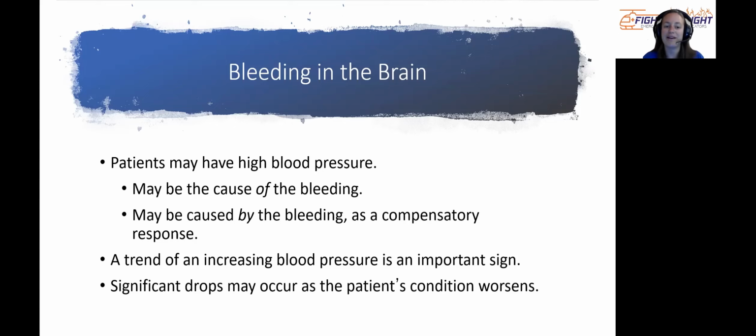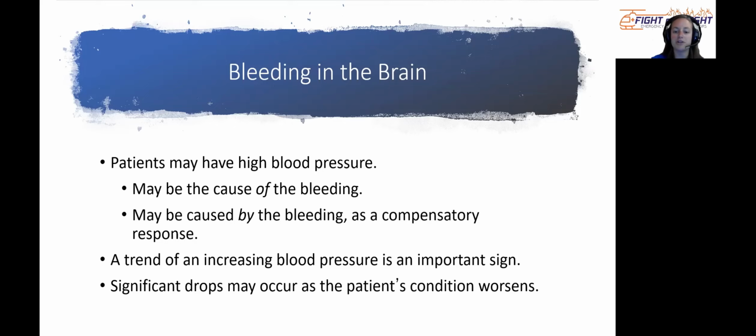Again, to recap, if you have high blood pressure, it may cause bleeding in your brain because it can rupture open those vessels. So it's which came first, the chicken or the egg? We don't know. Did they have high blood pressure that caused their brain to bleed, or did their brain bleed cause their blood pressure to go up? There's no way of telling in the field.